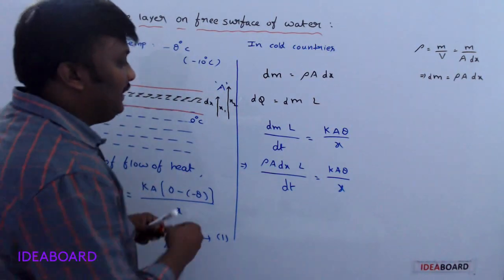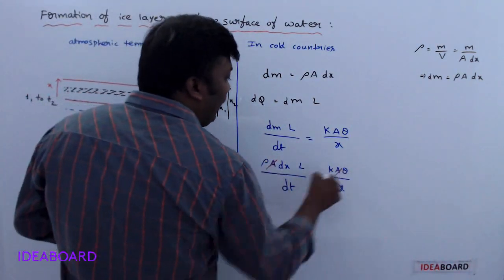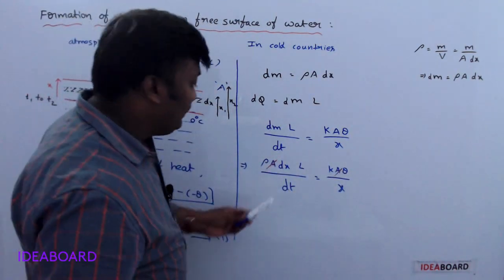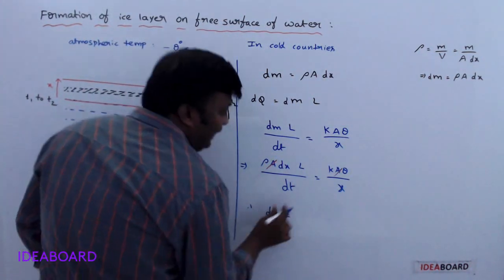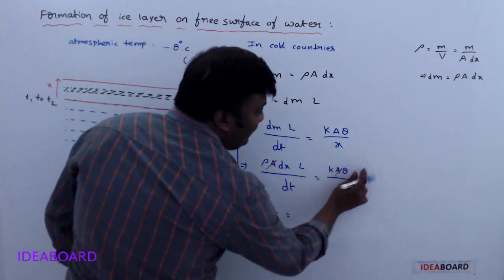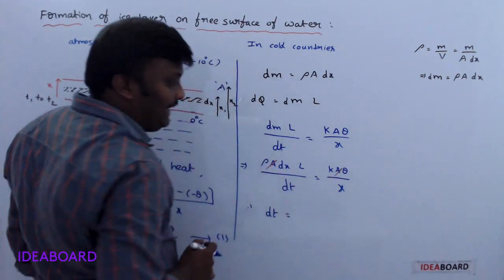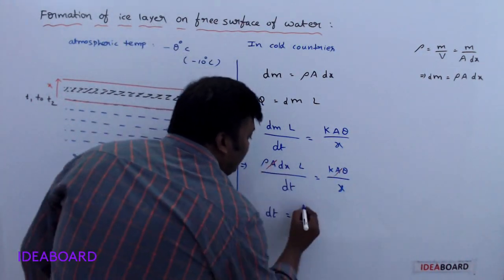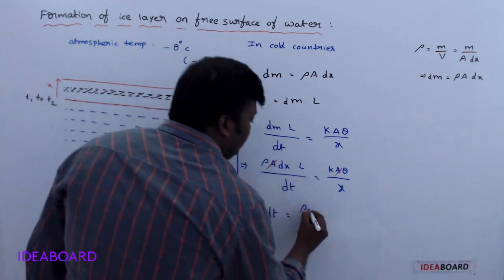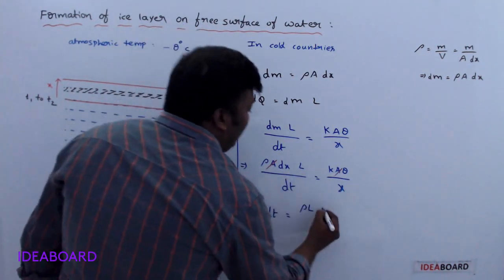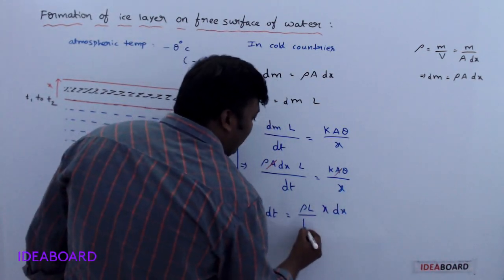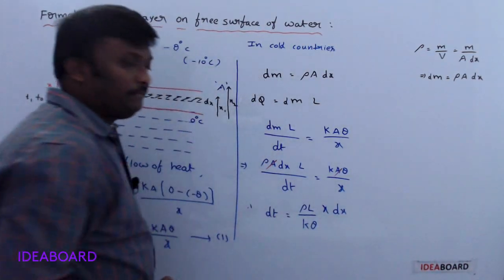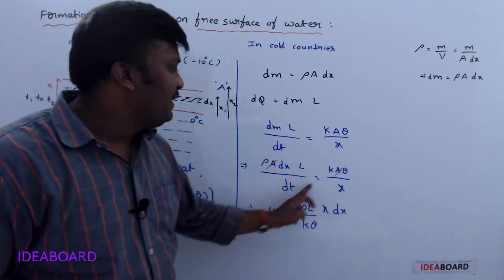Here A and A are cancelled now. From this, write the formula for dt. So dt will be taken that side, all these remaining will be taken this side. So what happens? ρ L x dx by Kθ. Just make a cross multiplication first.